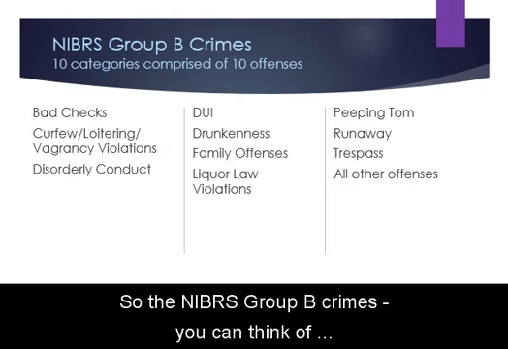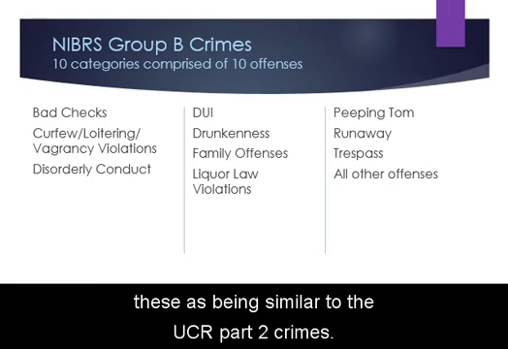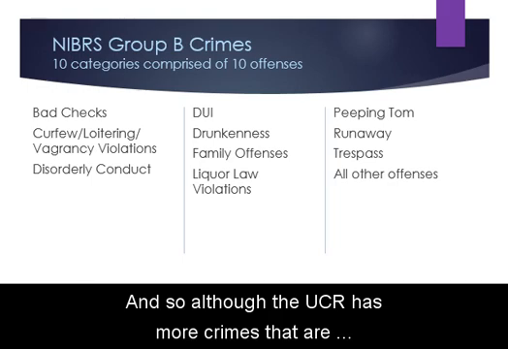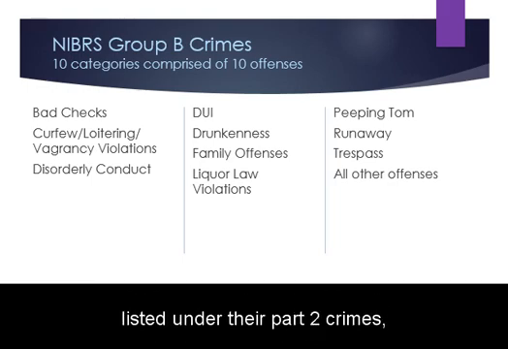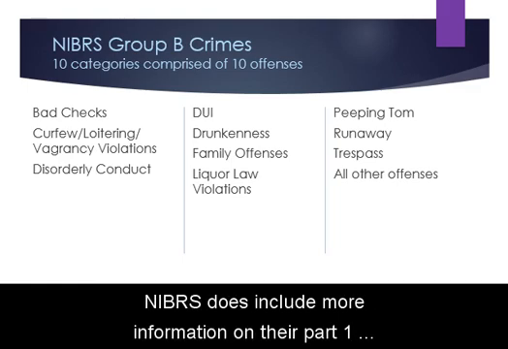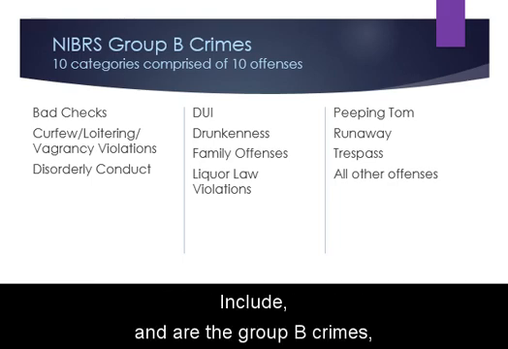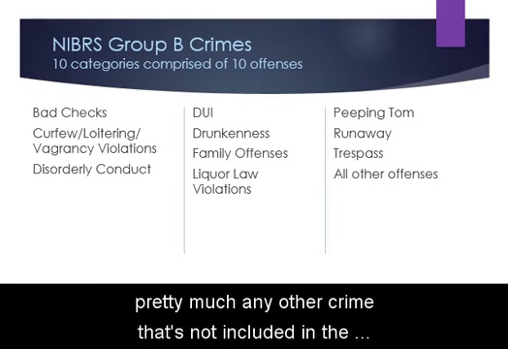The NIBRS Group B crimes, you can think of as being similar to the UCR Part 2 crimes. Although the UCR has more crimes listed under their Part 2 crimes, NIBRS does include more information in their Part 1 crimes. The Group B crimes include pretty much any other crime that's not included in the Group A crimes.